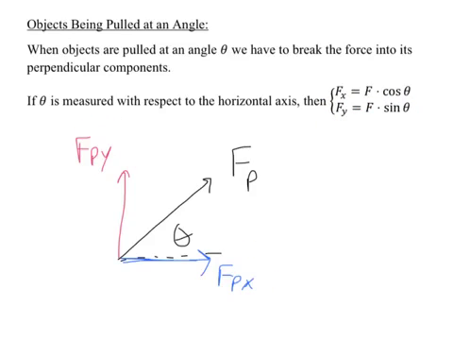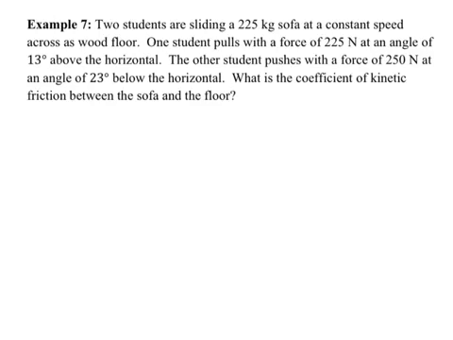Same rule that applied from velocities, and I'm not going to go over the derivation again, but just remember the same rule applies to our initial velocities when an object is launched as a projectile at an angle. So example 7 says 2 students are sliding a 225 kilogram sofa at a constant speed across a wooden floor. It should say across a wood floor, not as wood floor.